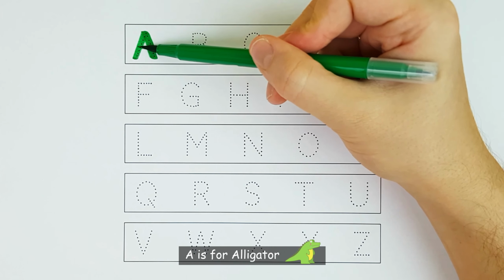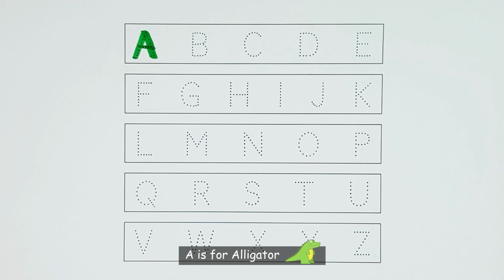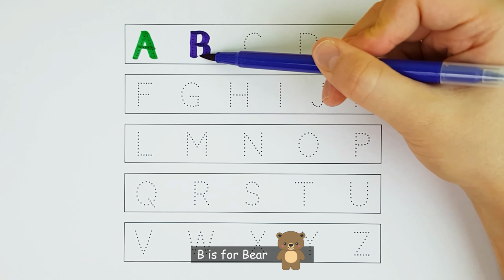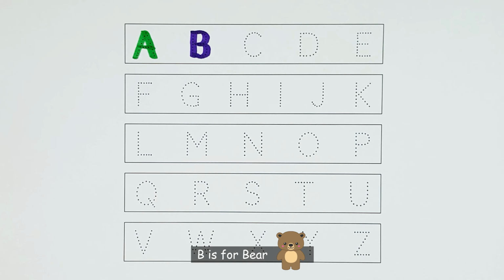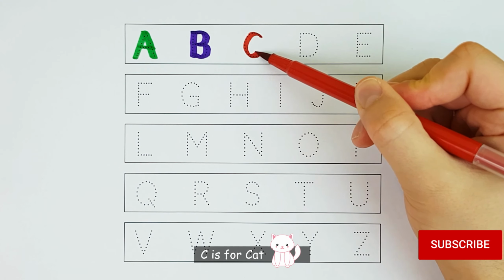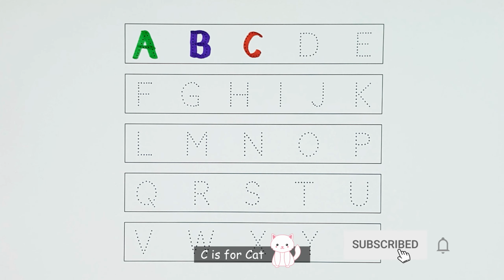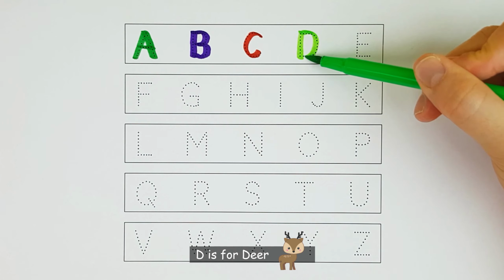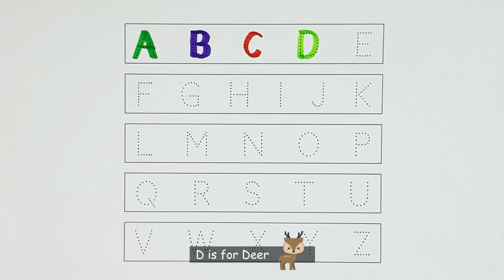A. A is for alligator. A. B. B is for bear. B. C. C is for cat. C. D. D is for deer. D.